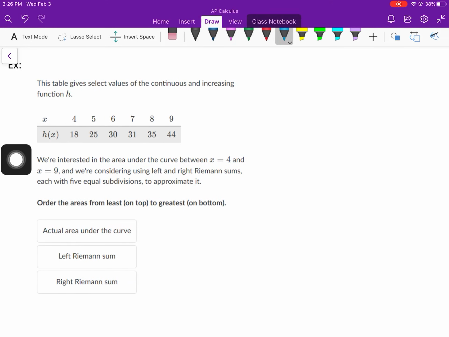Over here you can see the output values. If you look at these, they are going up. So since our function is going up, a left sum is now underneath. So that'll be the least. And the actual area, and then the right sum will be an over approximation.